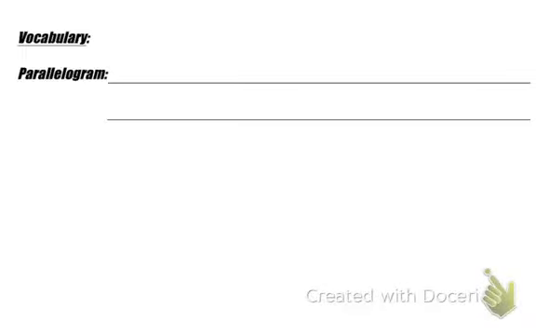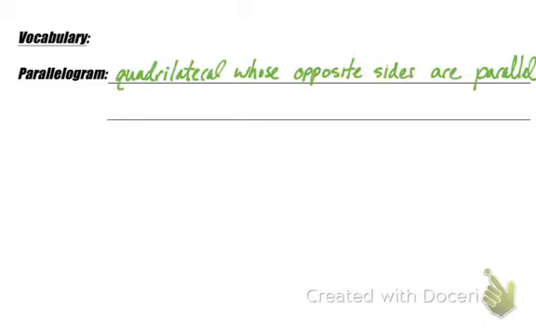Alright everybody, in this video we're going to learn how to use the properties of a parallelogram. Now the definition of a parallelogram is that it's a quadrilateral, so a four-sided figure, whose opposite sides are parallel to each other.